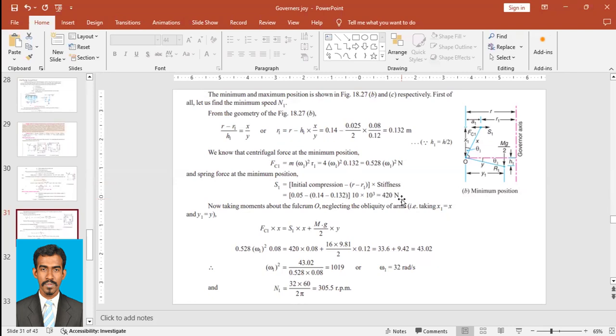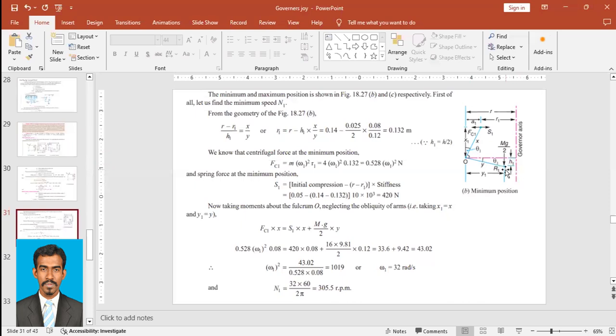Now taking moments about the fulcrum O, neglecting the obliquity of arms. Obliquity of arms means taking x1 as x and y1 as y. If this is x1, then with the tilt of this arm there could be a small change in this length. Similarly, if this is y, there could be a small change with the tilt of theta1.